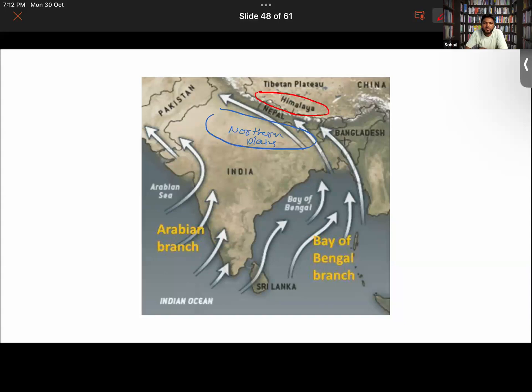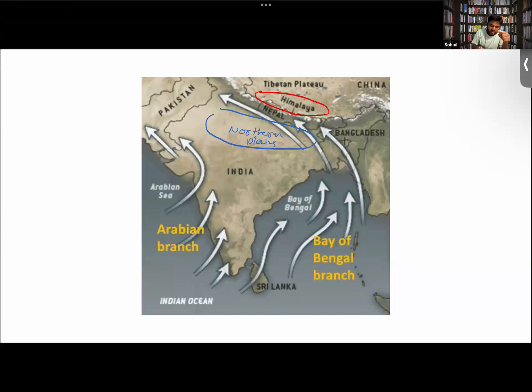Okay, look. So basically here what is happening now? Land heats up faster, especially the northern plains. They are plain areas and that heats up faster than the rest of India. So what will happen? A low pressure is created over here, right? So the cold air from the Arabian Ocean or the Bay of Bengal will move in towards this low pressure area to take up their space.